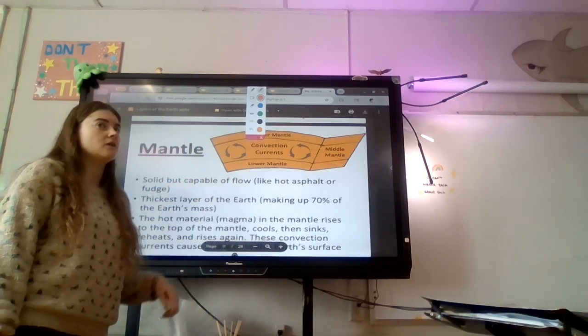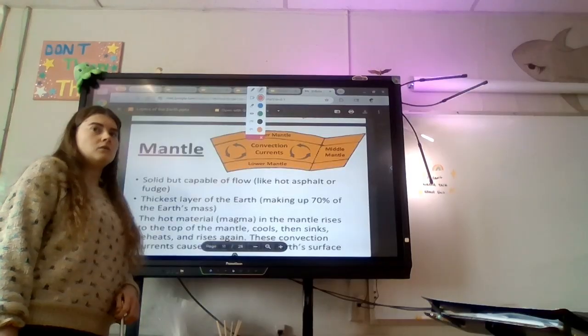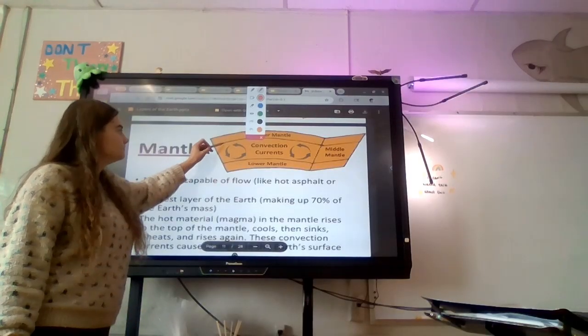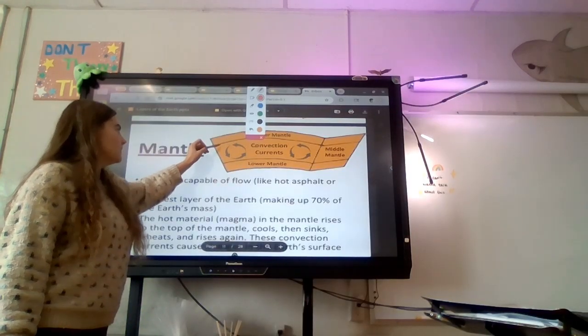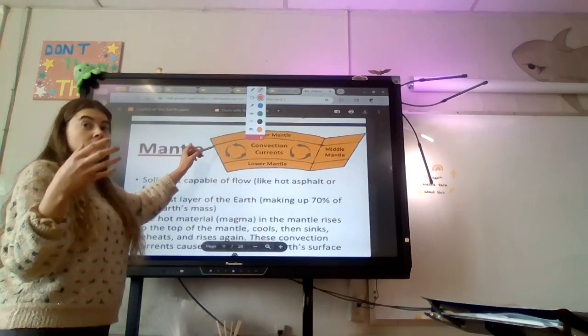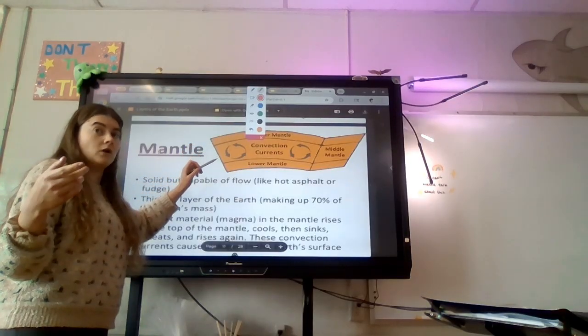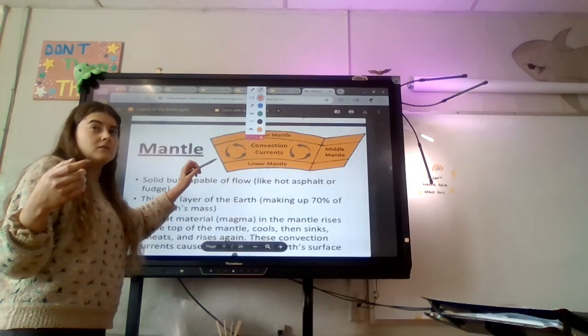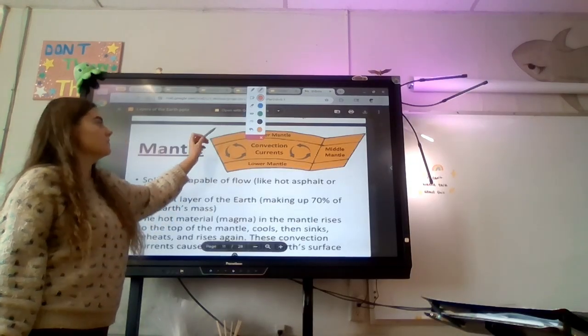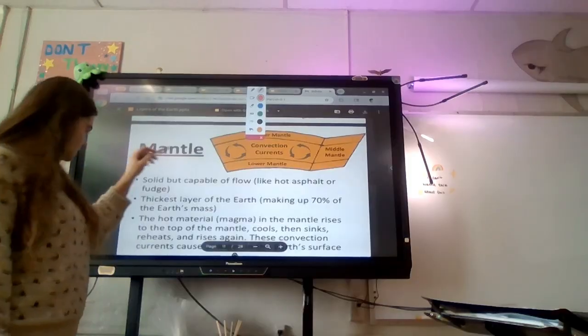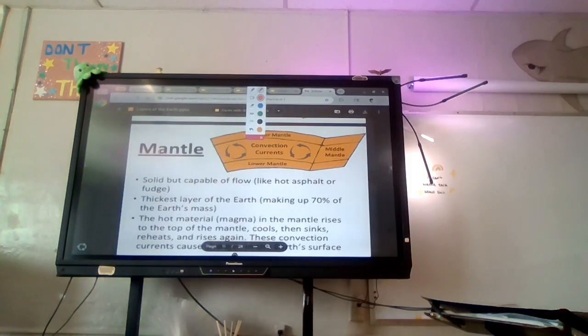Do you know what convection currents are? At the top, it's cold, and then it sinks because it's more dense. And then it gets heated up, and then it flows up to the top, and that's just a current. It's a cycle.